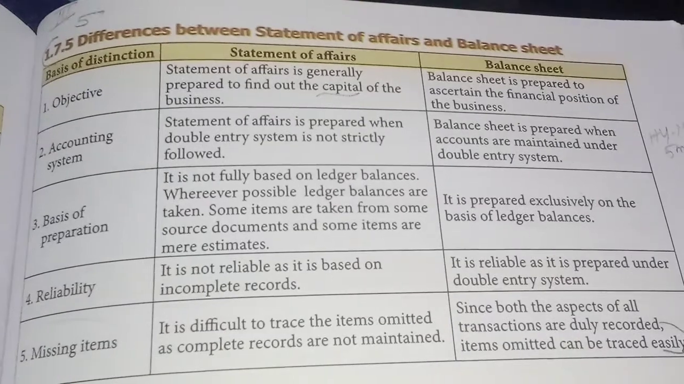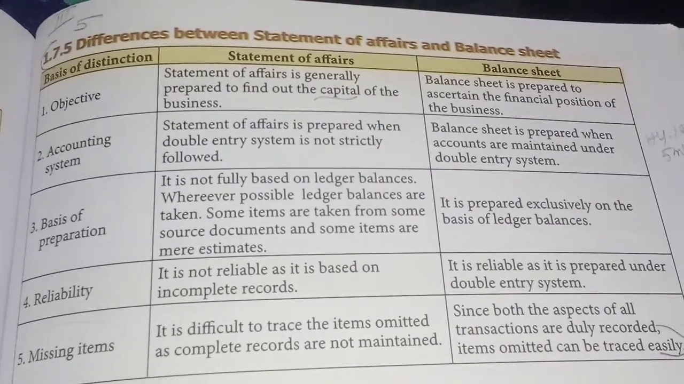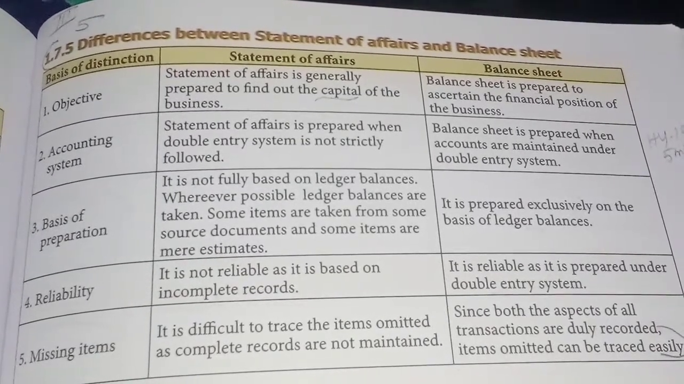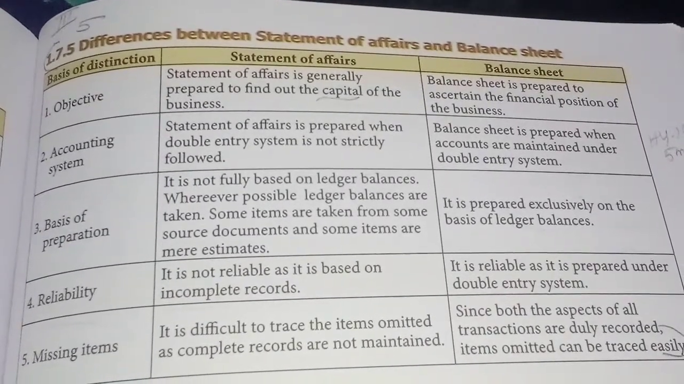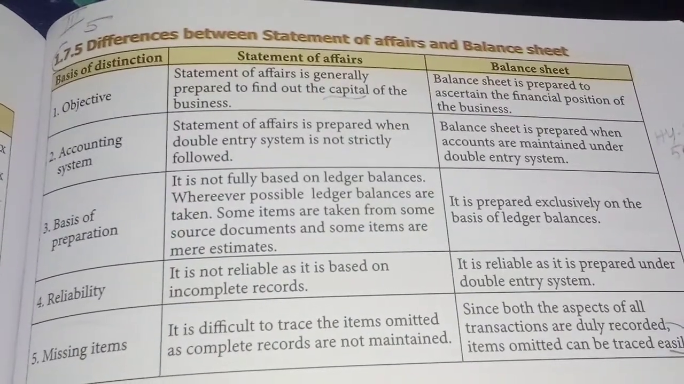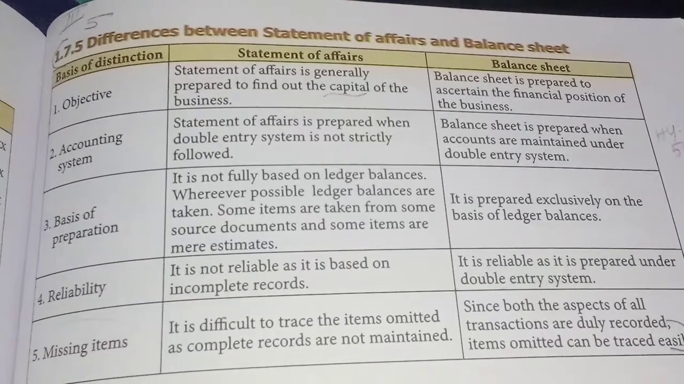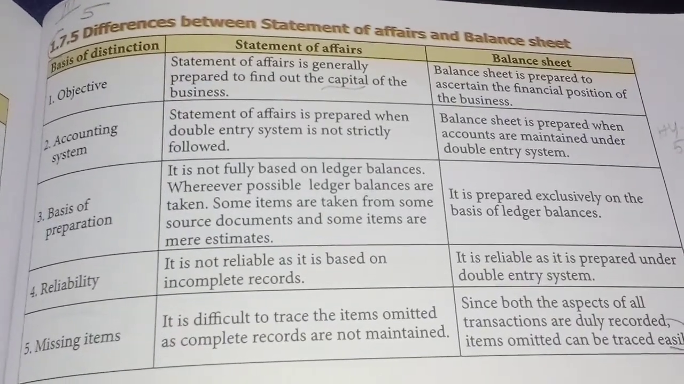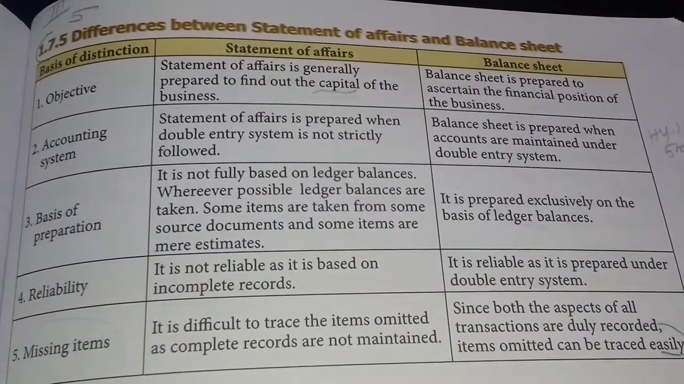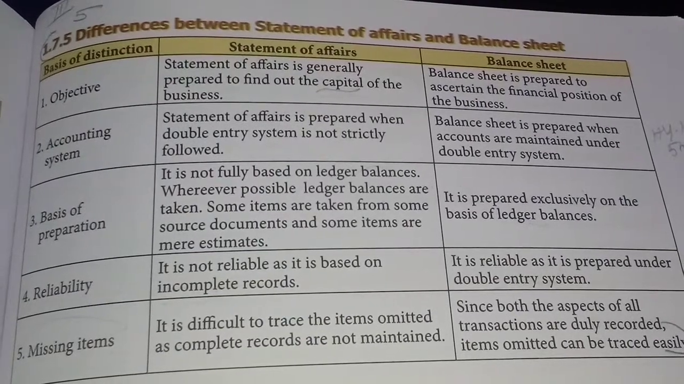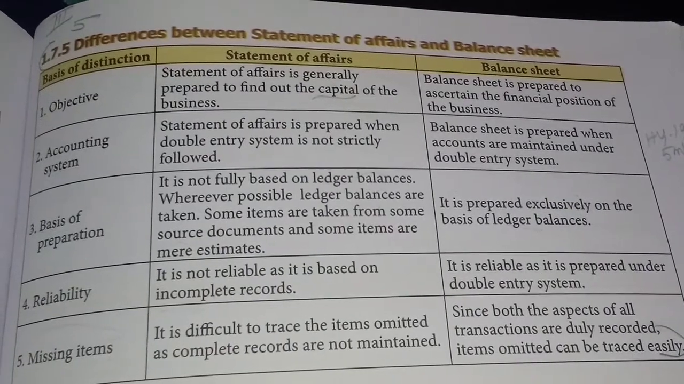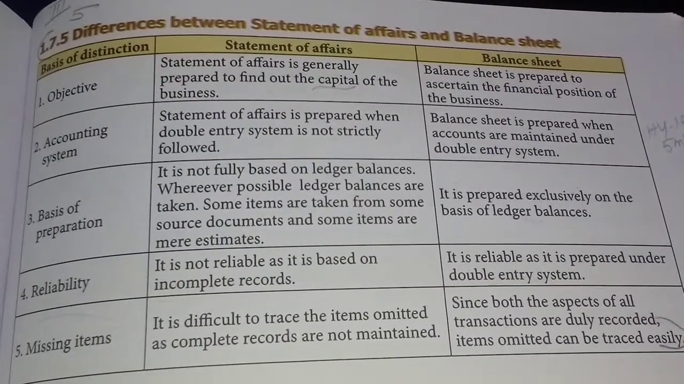Before going to the problem, let us learn the differences between the statement of affairs and the balance sheet. First one, the objective. What is the aim of preparing these two statements? The statement of affairs is generally prepared to find out the capital of the business, as I have explained. But why do we prepare the balance sheet? The balance sheet is prepared to ascertain the financial position of the business.